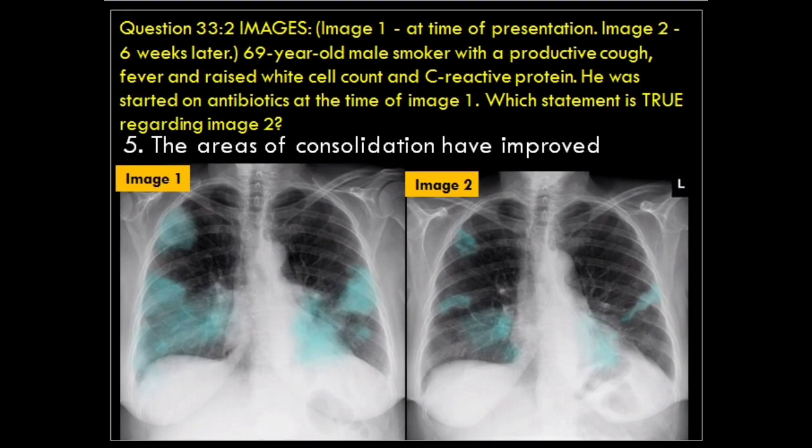The correct answer is, the areas of consolidation have improved. The areas of consolidation seen on image 1 have improved on the second image. Renal cell carcinoma can lead to similar appearances, but the rapid improvement following antibiotic treatment points towards infection as the cause. Comparison with previous images is always helpful if they are available.